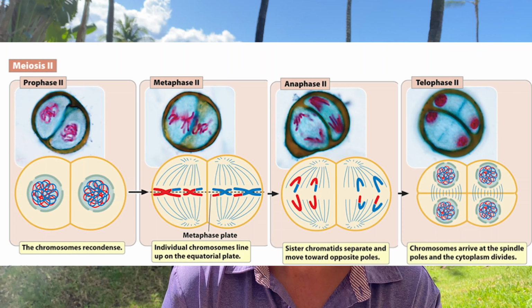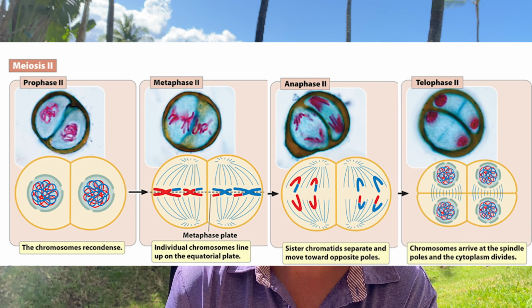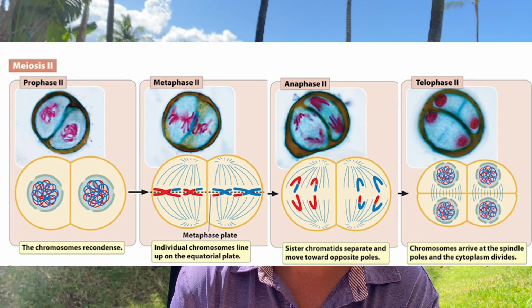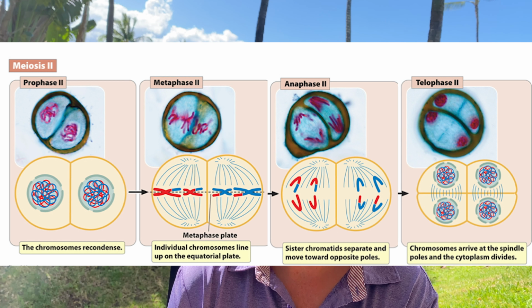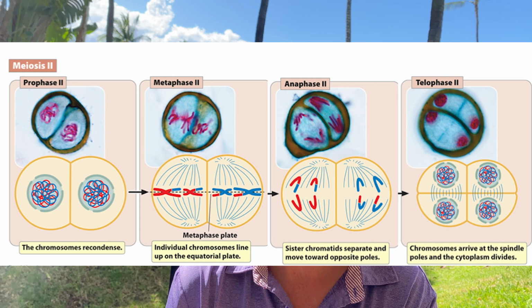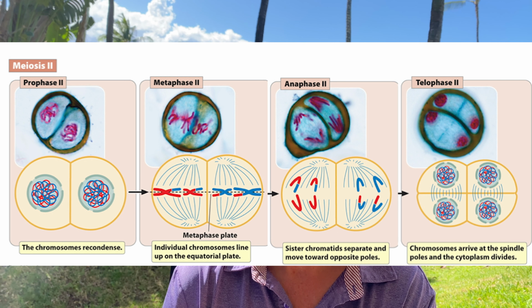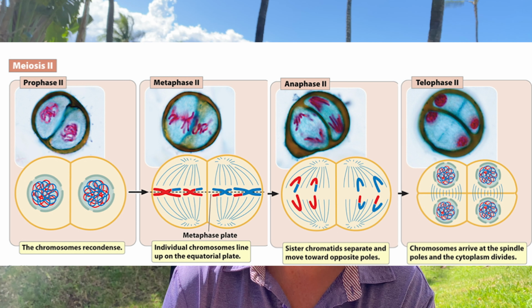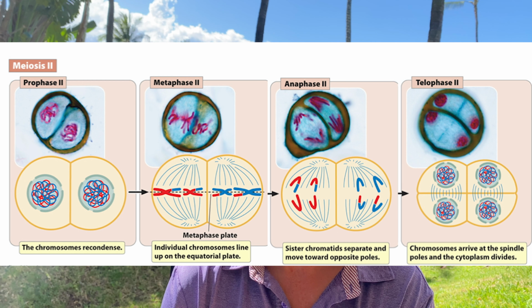For the second part of meiosis, meiosis 2, this is the equational division. During the second metaphase, the individual chromosomes will line up on the metaphase plate randomly. Then during anaphase, the sister chromatids will separate. The centromeres divide, and they then move apart as chromosomes now to the individual poles.